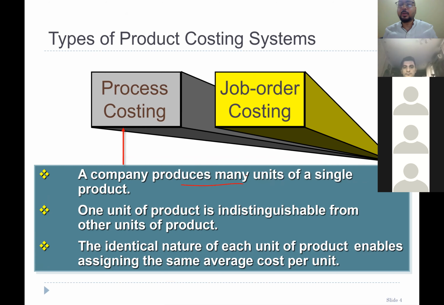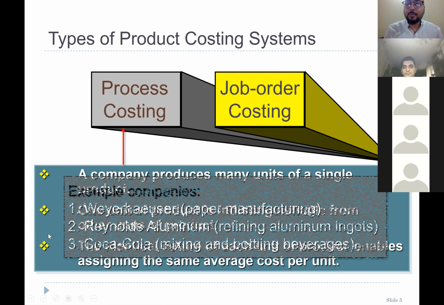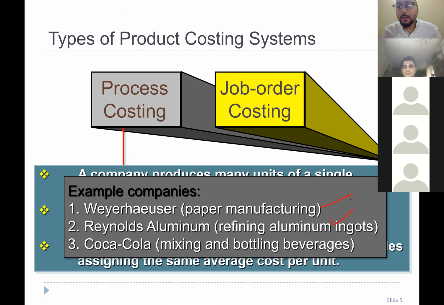So in process costing, you are just producing, okay, one paper, that's it. For example, A4, A5, simple blank papers for printing, and that's it, right? So one product is basically indistinguishable from the other units of product. You're making the same product. The identical nature of each product enables assigning the same average cost per unit. We call this process costing. Examples are a paper manufacturing company, refining aluminum, and Coca-Cola mixing and bottling beverages. They are mixing the same material.